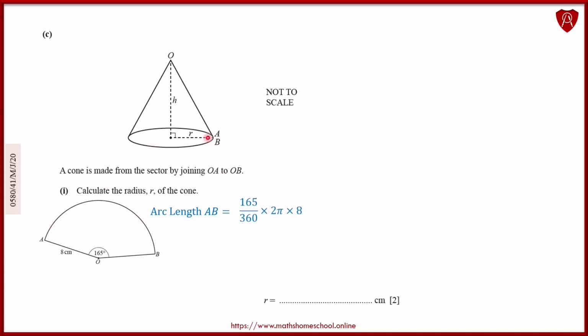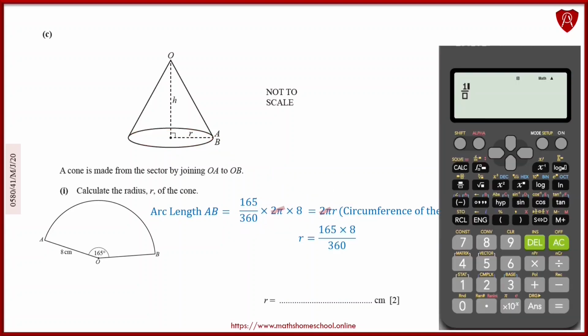The length AB is now the circumference of the base of the cone given by 2 pi r, and r is the radius we are looking for. 2 pi appears on both sides, we cancel it out, and our r is given by the expression on the left. 165 times 8 over 360 gives us 11 over 3, but in decimal form 3.666 recurring. 11 over 3 or 3.67 to 3 significant figures.